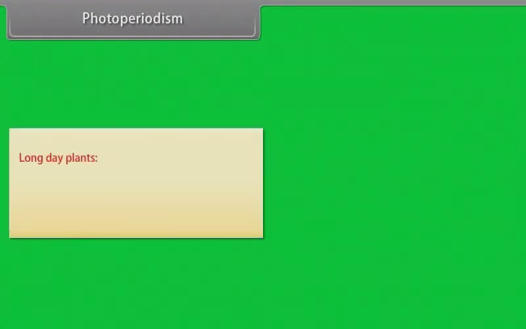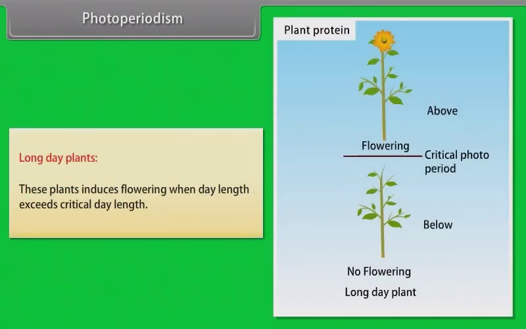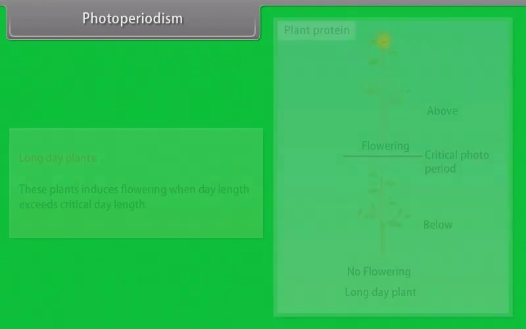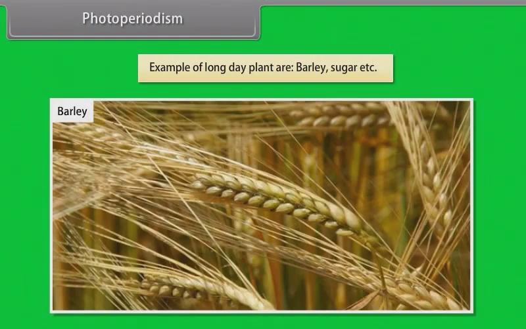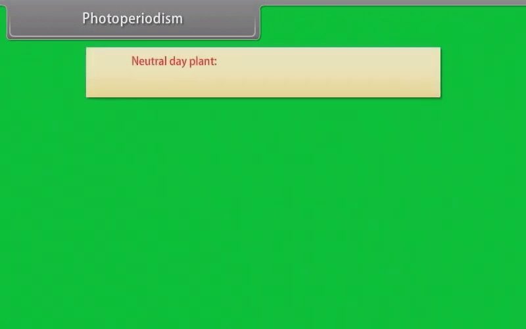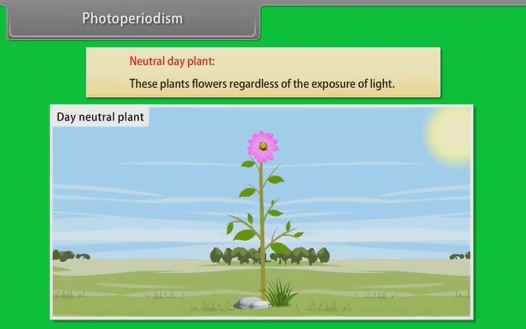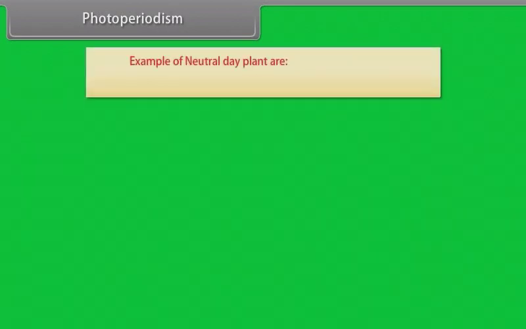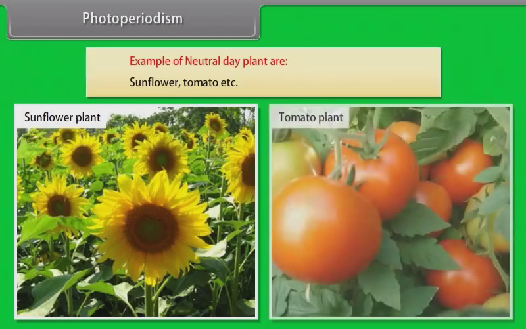Long day plants. These plants induce flowering when day length exceeds critical day length. Examples of long day plants are barley, sugar beet, etc. Neutral day plants. These plants flower regardless of the exposure to light. Examples of neutral day plants are sunflower, tomato, etc.